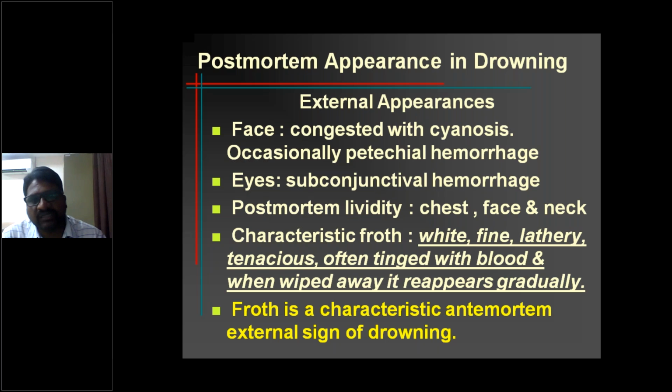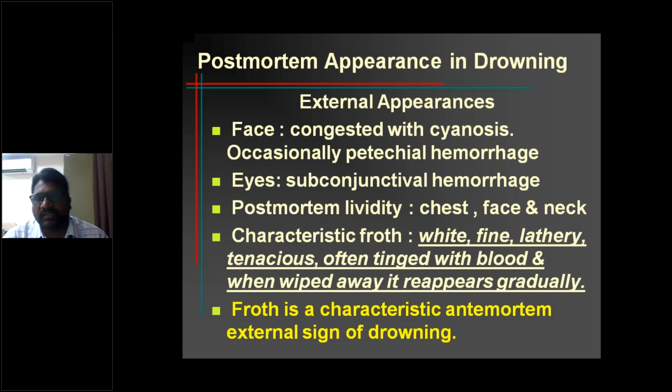The eye shows subconjunctival hemorrhage, as in asphyxial deaths. You can observe postmortem lividity on the chest, face, and neck. Why? Because postmortem lividity or hypostasis develops in the dependent parts of the dead body, and here the body will be in that position. So the dependent parts are the chest, face, and neck. For example, in hanging the postmortem lividity is seen in dependent parts like the hands and legs, that is the stocking appearance. Here the postmortem lividity appears on the chest, face, and neck.